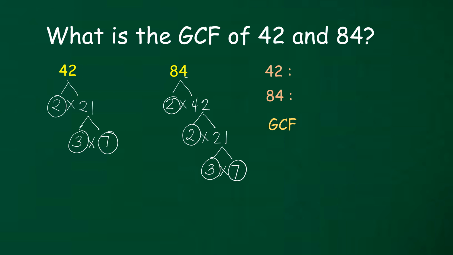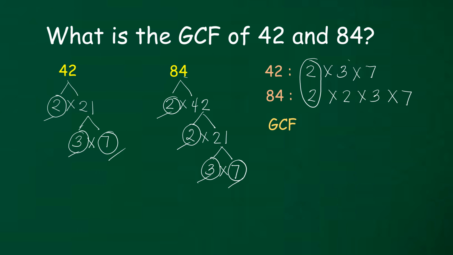So let's list down the prime factors. For 42, we have 2 times 3 times 7. So this is 2, 3, and 7. For 84, we have 2 times 2 times 3 times 7. So we have 2, 2, 3, and 7. Now we can identify the common factors between the two numbers. We have 2, we have 3, and we have 7.